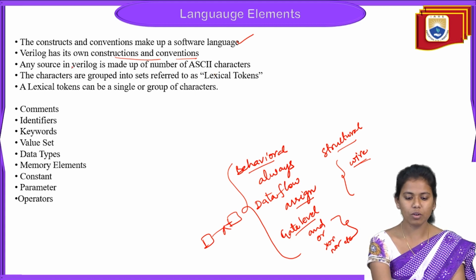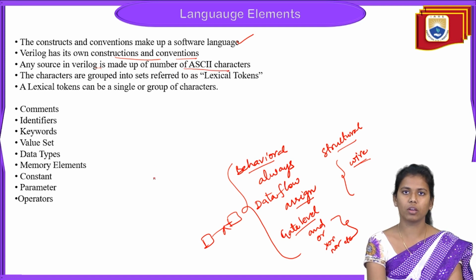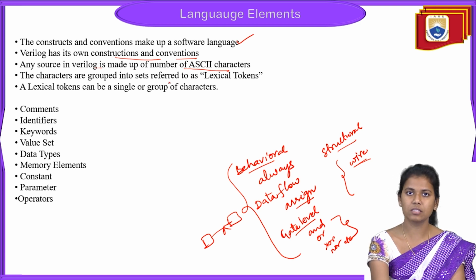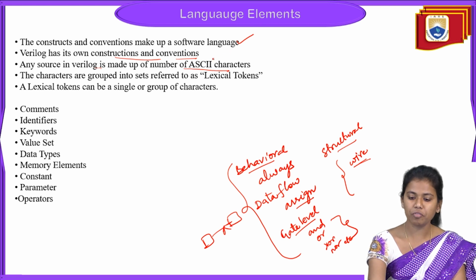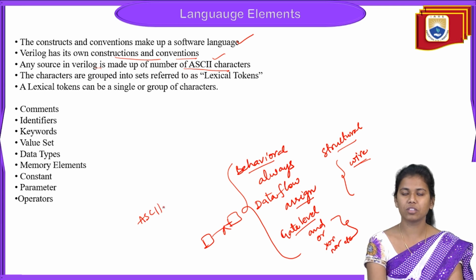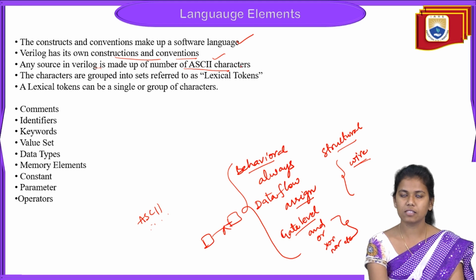And also, any source in Verilog is made up of a number of ASCII characters. Any source that you consider is made up of a number of ASCII characters. What is this ASCII? American Standard Code for Information Interchange. So any source in Verilog is made up of a number of ASCII characters.